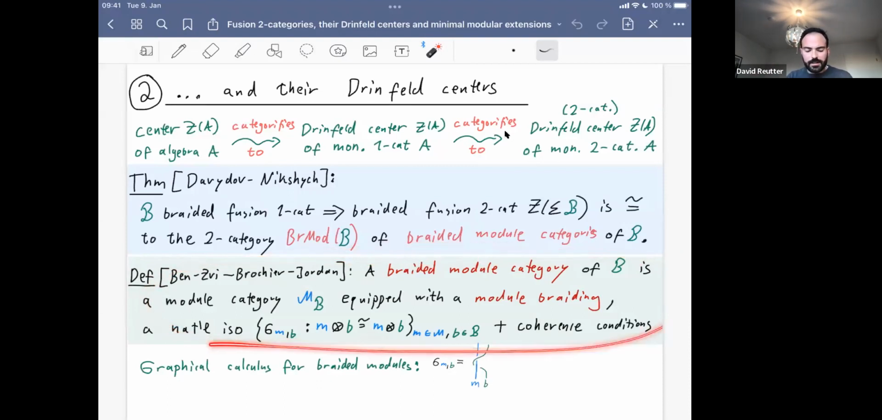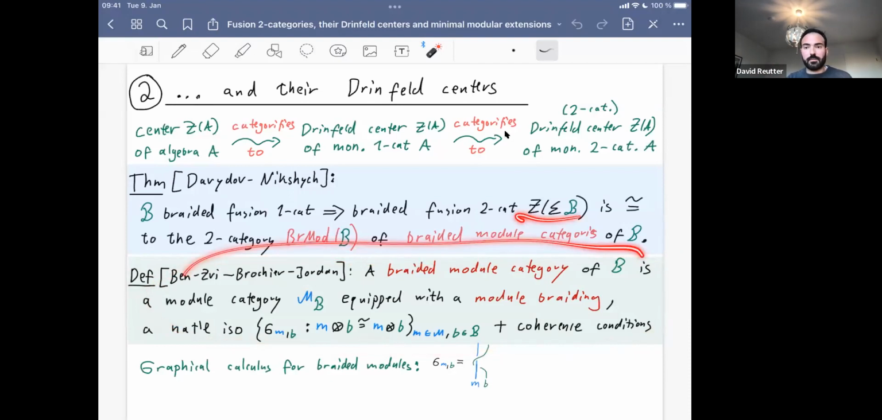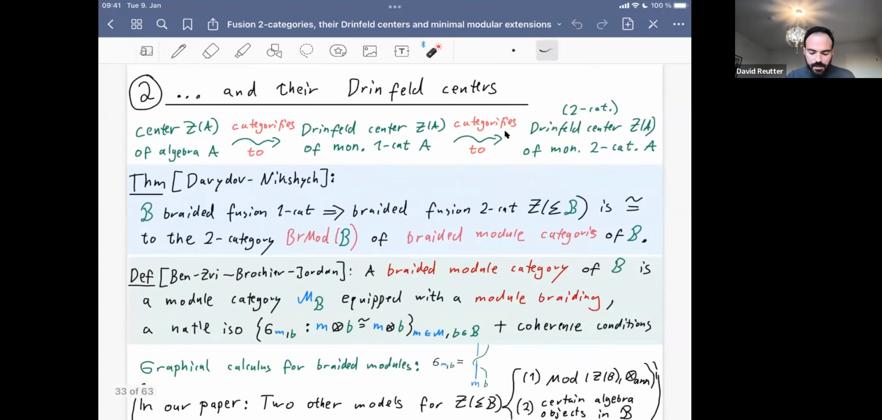And this is going to be quite a useful model of this graded fusion two category. You can, of course, think of it abstractly, and ask what the simple objects are and so on. But here, this gives you a nice presentation of it in terms of these graded module categories. And in our paper with Theo, we use two other models of the Drinfeld center that I won't have time to talk about, but that I quite like.